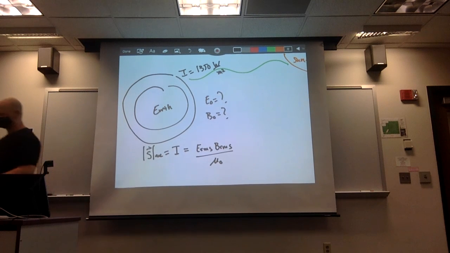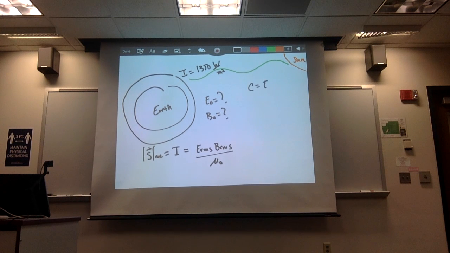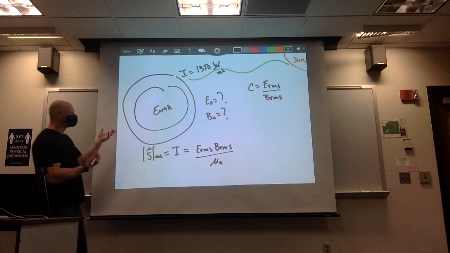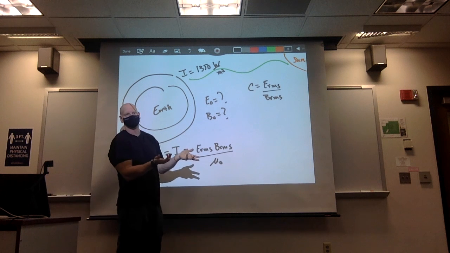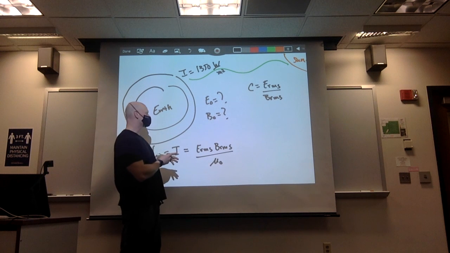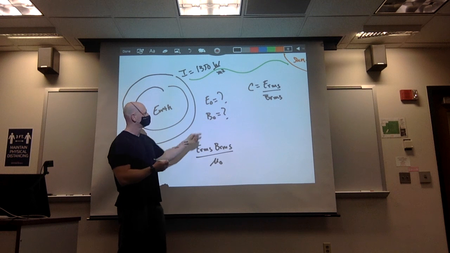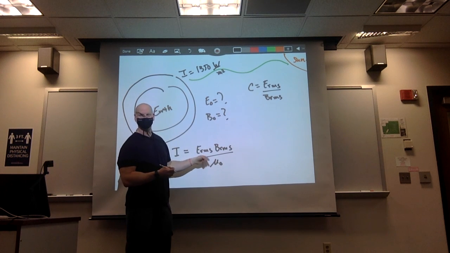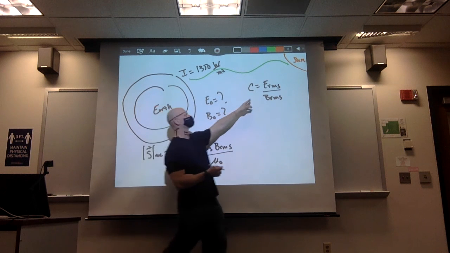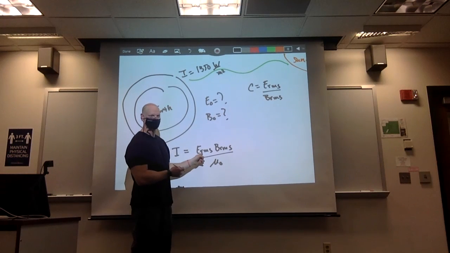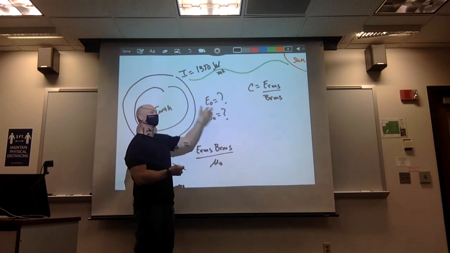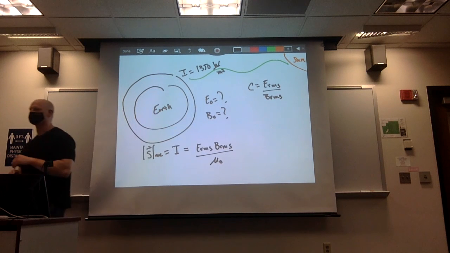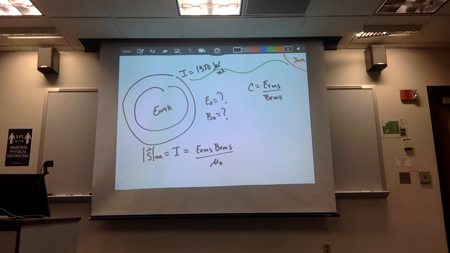But I also know that the speed of light is related to the RMS value of the electric field and the RMS value of the magnetic field this way. So what I actually have is two equations with two unknowns. I can rewrite the electric field in terms of the magnetic field and solve for the magnetic field. Or I can solve this for the magnetic field, rewrite this in terms of the electric field, solve for the electric field, and then find the magnetic field. Whichever way you want to do it is absolutely fine. Which one do you want to do first?